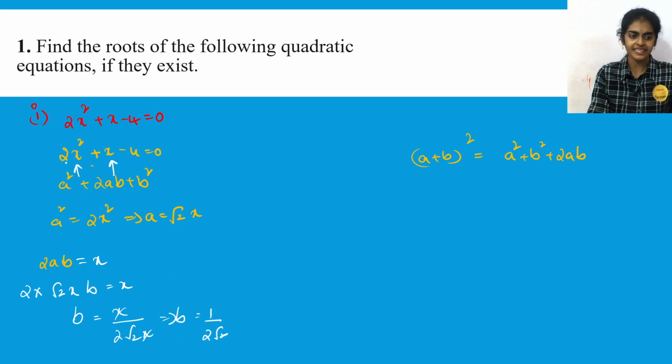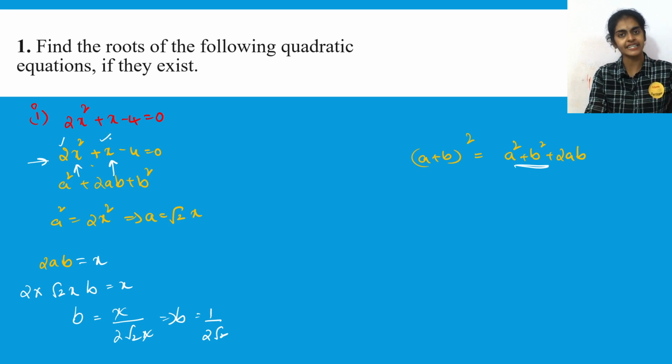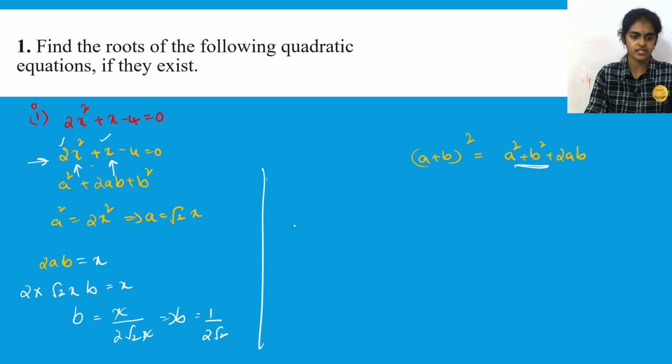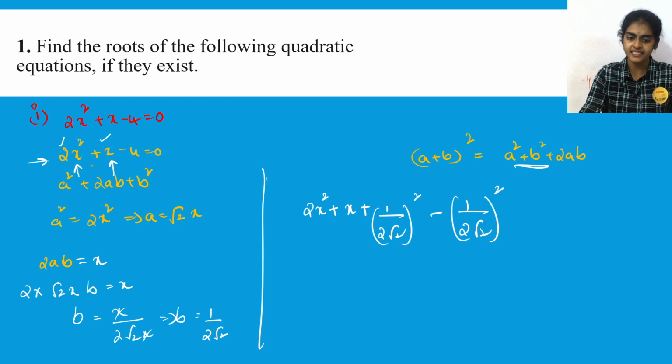In order to bring this given quadratic equation into the form of a plus b whole square, I have my a square value and my 2ab value; all I need is the b square value. So let us add and subtract the b square value. You have 2x square plus x plus b square, which is 1 by 2 root 2 whole square, and I am going to subtract this. We are adding and subtracting the b square value, and you have minus 4 also here, equal to 0.